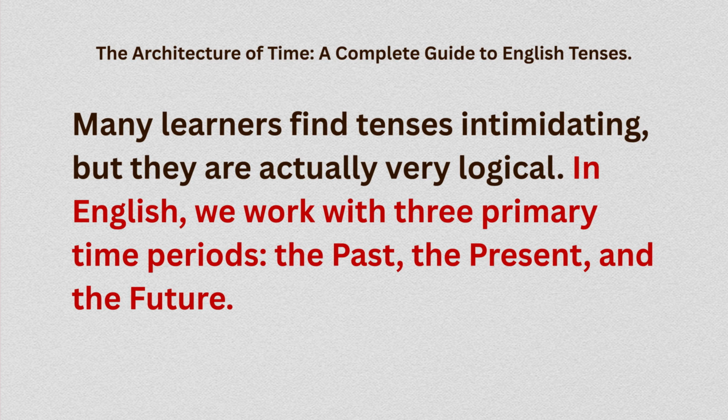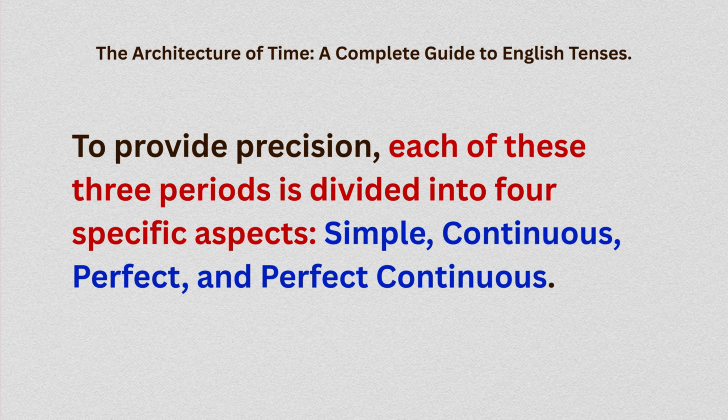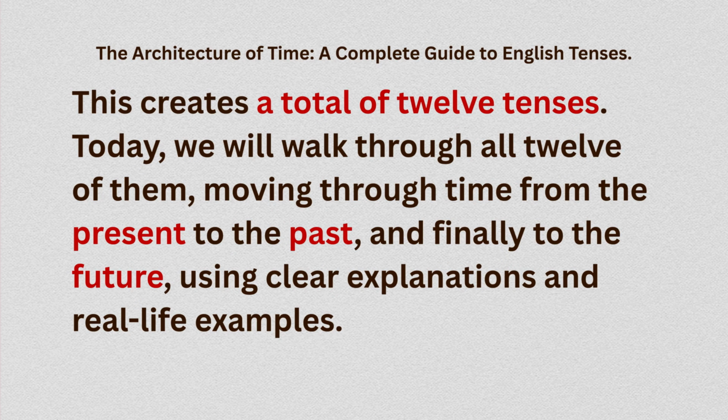Many learners find tenses intimidating, but they are actually very logical. In English, we work with 3 primary time periods: the past, the present, and the future. To provide precision, each of these 3 periods is divided into 4 specific aspects: simple, continuous, perfect, and perfect continuous. This creates a total of 12 tenses.